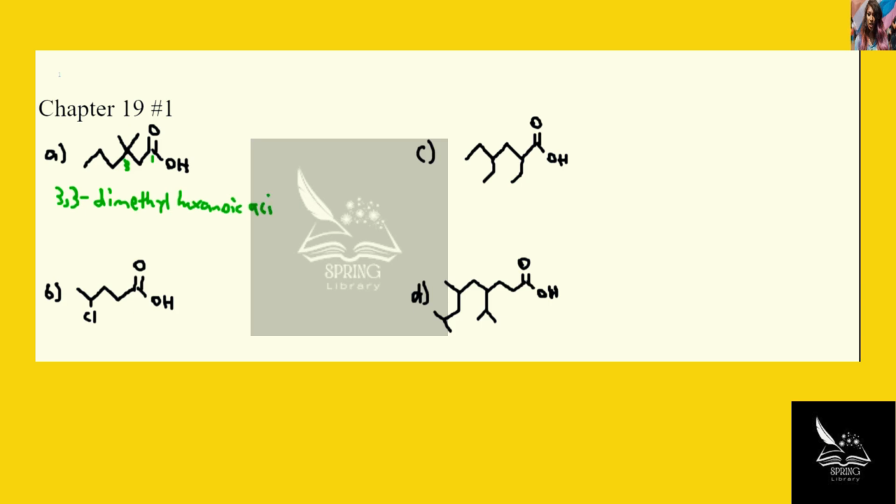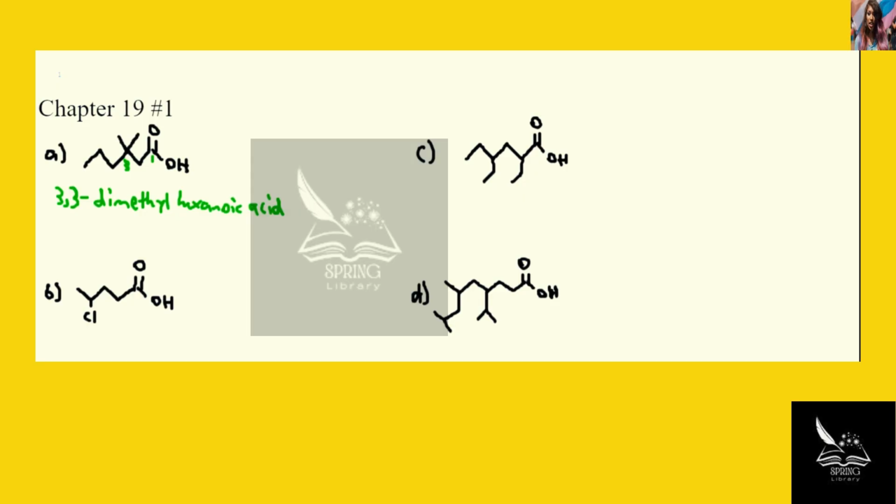acid. And so that's another point: since these are carboxylic acids, we name them as the longest chain, and we add oic to it and then call it an acid. So it's a 6-carbon chain, so it's hexanoic acid, and there are 2 methyl substituents on the 3 position, so 3,3-dimethyl hexanoic acid for A.